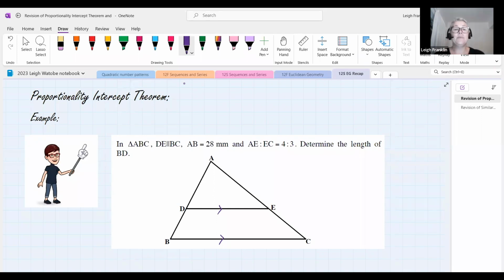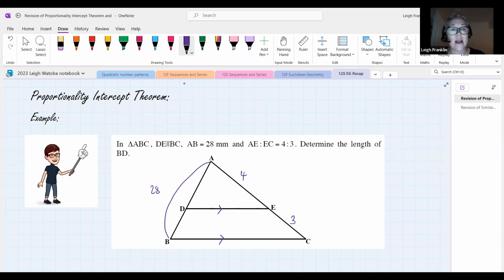We know that statement is called a proportion and that it can be manipulated in order to find the length of a particular piece of a side. That's what we're going to do in this case. They tell us that AB, the whole side over here, is 28 millimeters. On the other side, they say that AE is 4 and EC is 3. Those are not lengths, that is a ratio, 4 is to 3. Ratios are different to actual lengths, but ratios can come from lengths.